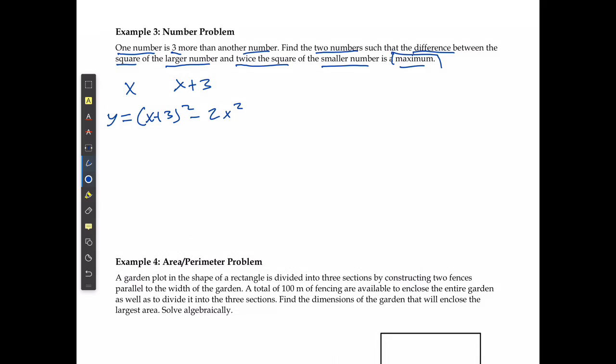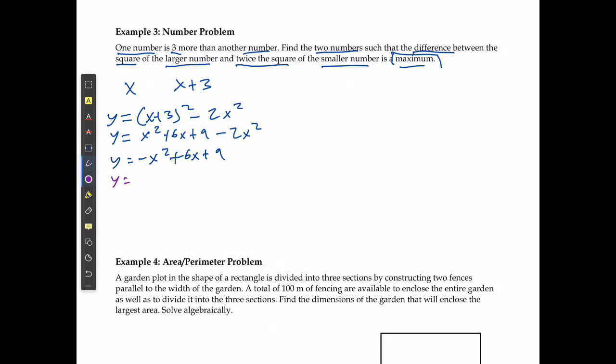So, if I'm expanding and combining this, y is equal to x plus 3 squared, which is x squared plus 6x plus 9. And I'm taking away from that 2 x squareds. I combine the like terms, and I get y is equal to negative x squared plus 6x plus 9. Now I can start completing the square.